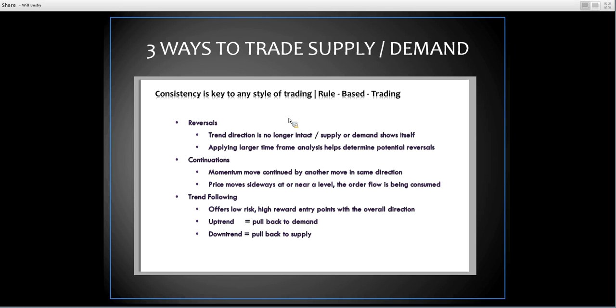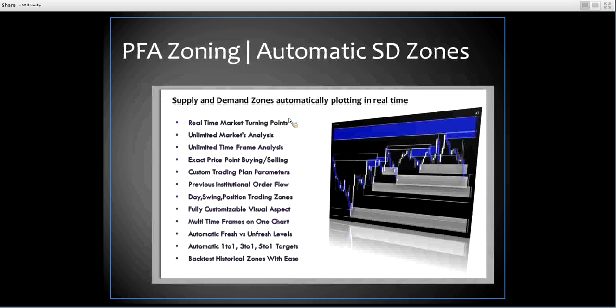Okay. The last is trend following. This offers low risk, high reward entry points with the overall direction of the trend, or price. In an uptrend, we want to play the pullbacks into demand, and in a downtrend, we want to play the pullbacks into supply. All right.